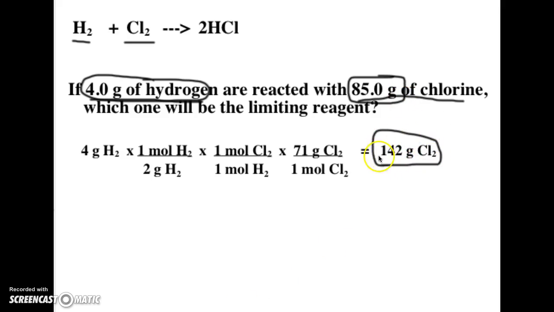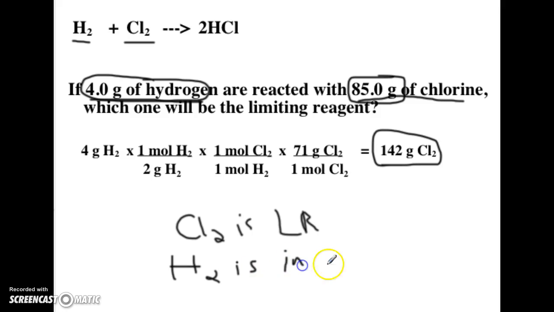So we need 142 grams of chlorine, but we only have 85 grams of chlorine. So that means that chlorine is our limiting reactant. So we just want to indicate that. You want to do the math to show how much is needed. Then you also want to indicate in the problem what is the limiting reactant. You can do it just like this. Now with this you can also say that hydrogen will be in excess. So H2 is in excess.